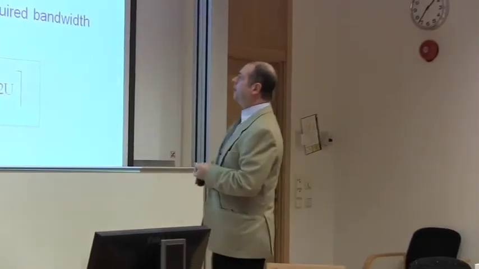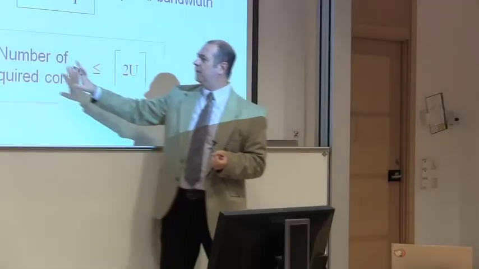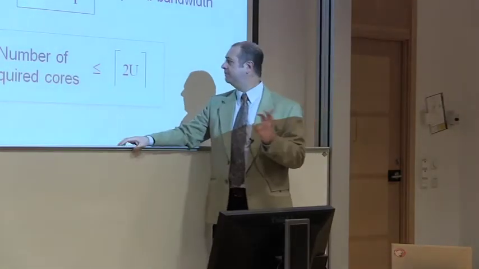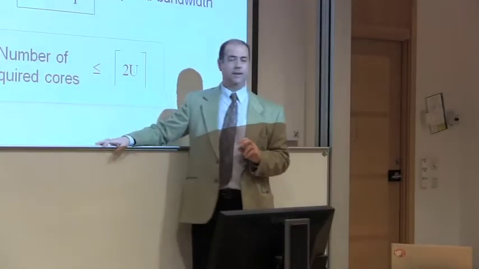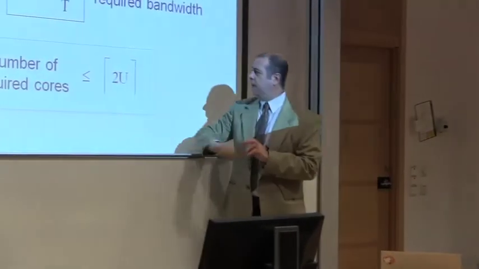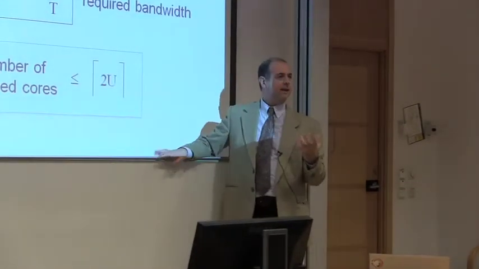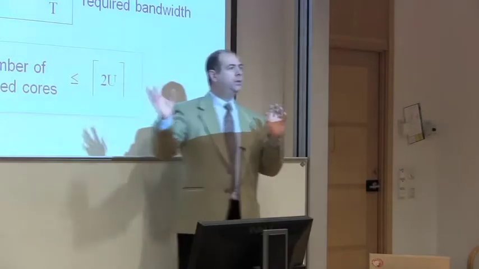Okay, so another important parameter is the utilization, which is the sequential time divided by the period. This specifies the required bandwidth of our application, so how much fraction of computational resource we need. And we can derive some bounds in terms of the number of required cores. If we take the ceiling of this number and the ceiling of twice this number, this gives us for sure that the number of cores is in between these two bounds.